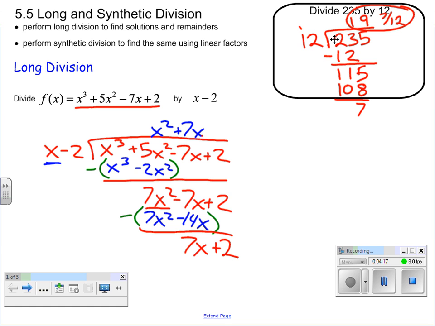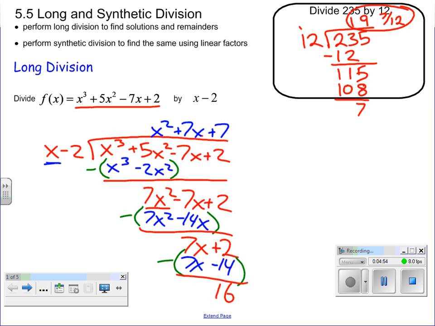Okay? And then you take a look at the last thing. How many times does x go into 7x? 7 times. 7 times negative 2 is negative 14. 7 times x is 7x. And once again, I'm going to subtract this entire polynomial. And we're left with 2 minus negative 14, which is 16. So we have 16 left over. Now notice, 16 doesn't have an x anymore. So we are 1 degree less than x. Okay? So this is a remainder.